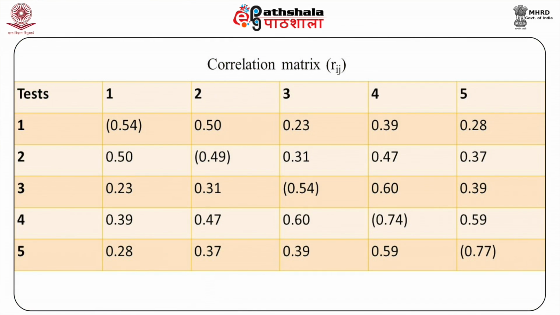So, for tests 1, 2, 3, 4 and 5, the different correlations are 0.54, 0.50, 0.23, 0.39, 0.28 and 0.50, 0.49, 0.31, 0.47 and 0.37, 0.23, 0.31, 0.54, 0.60, 0.39, 0.39, 0.47, 0.60, 0.74, 0.59 and 0.28, 0.37, 0.39, 0.59 and 0.77.